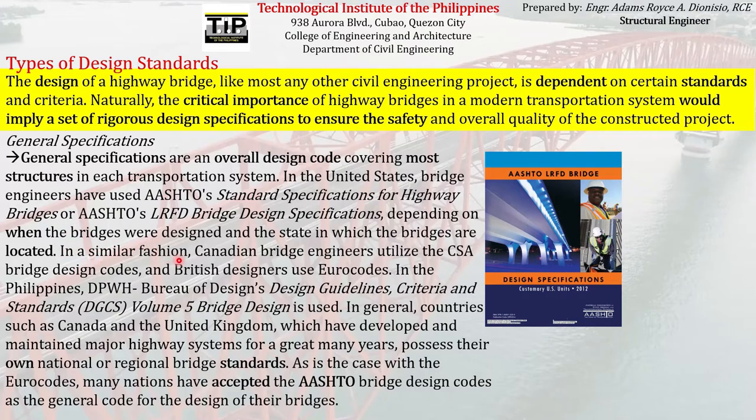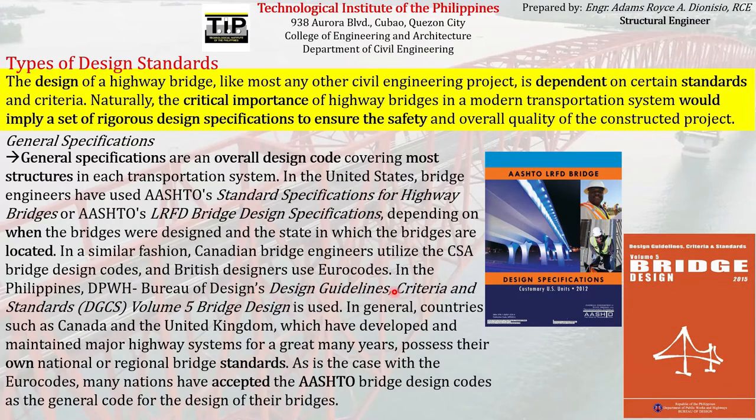In a similar fashion, Canadian bridge engineers utilize the CSA bridge design codes, and British designers use Eurocodes. In the Philippines, the DPWH Bureau of Design's Design Guidelines, Criteria, and Standards, DGCS, Volume 5 Bridge Design is used in the design of bridges. So this is the DGCS Volume 5 Bridge Design that was made by the DPWH Bureau of Design. This is usually the design code that we refer to whenever we design horizontal structures in the Philippines. Before, we used NSCP Volume 2 as our reference whenever we designed horizontal structures.